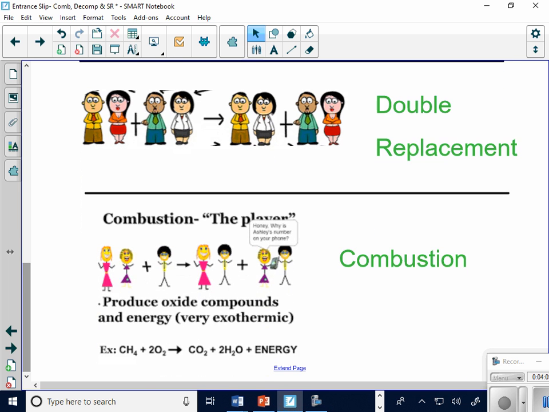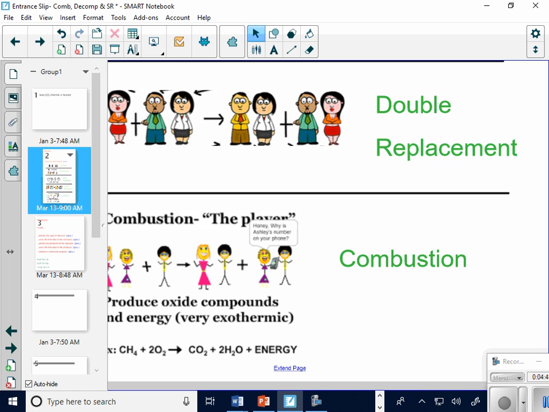And this one is just a new one that I found. Combustion is the player. That's what this says behind here. In this case we have methane and we have oxygen. What happens? The methane splits, and the oxygen is dancing with both the carbon and the hydrogen. So those are our little pictures on the reactions. So let's get on with it.